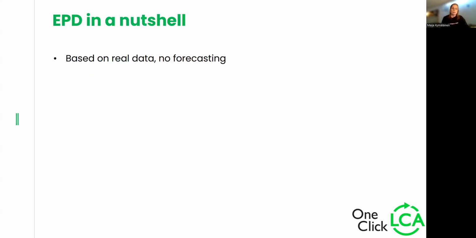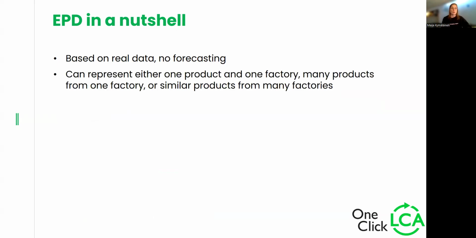So in a nutshell, EPDs are based on real data. There is no forecasting. So that means that you can only use either very specifically defined scenarios, but mostly you have to use actual process data to create EPDs.